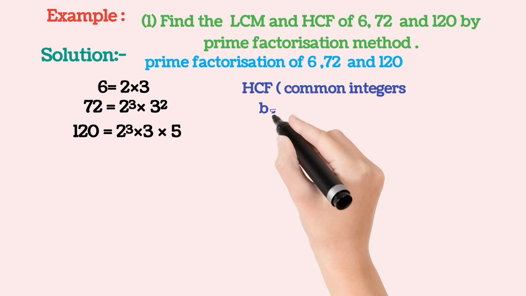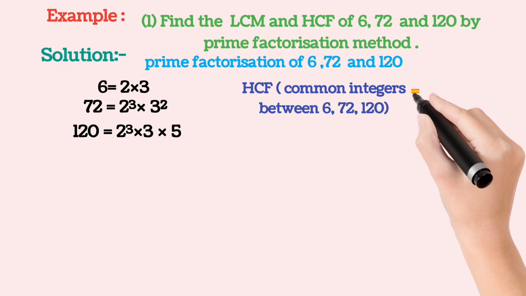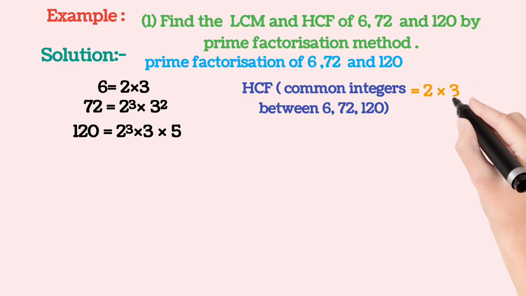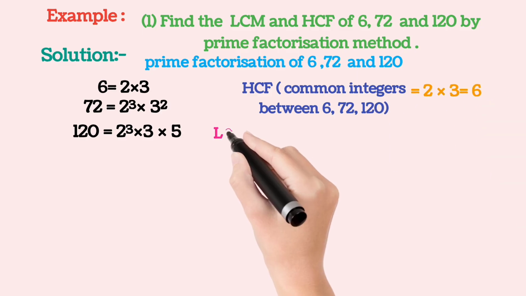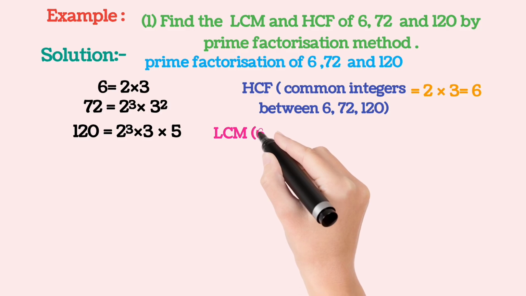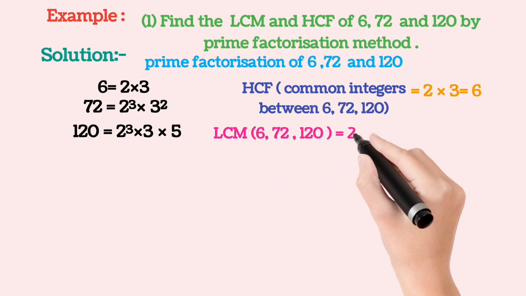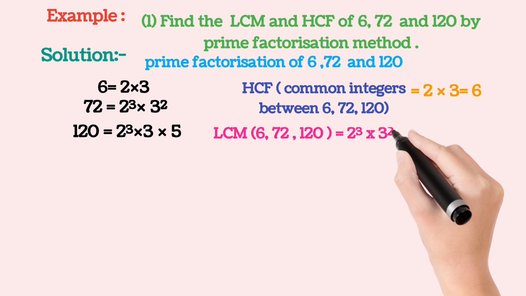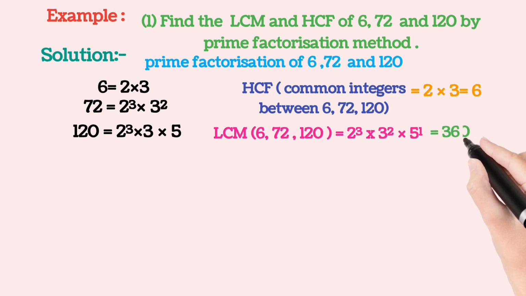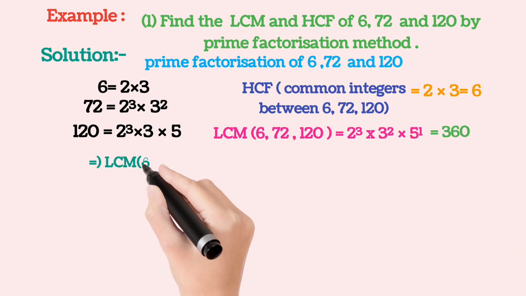Now HCF is the common factors between 6, 72 and 120, that is 2 into 3, that is equal to 6. Now LCM of 6, 72 and 120 is equal to 2 to the power 3 into 3 square into 5, that is equal to 360.